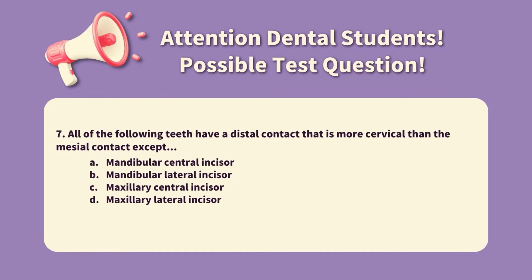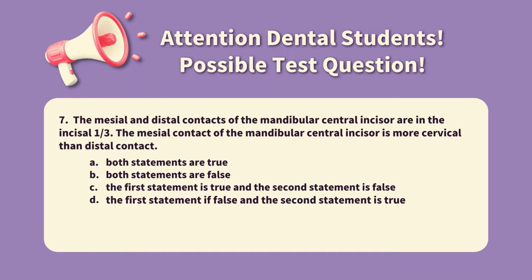Example test questions. All of the following teeth have a distal contact that is more cervical than the mesial contact, except the mandibular central incisor. The mesial and the distal contacts of the mandibular central incisor are in the incisal 1/3. The mesial contact of the mandibular central incisor is more cervical than the distal contact. The first statement is true, and the second statement is false, because the mesial contact is equal to the distal contact for the mandibular central incisor.